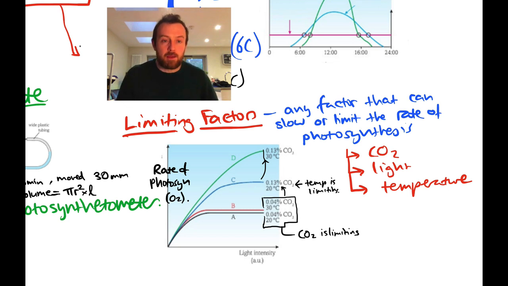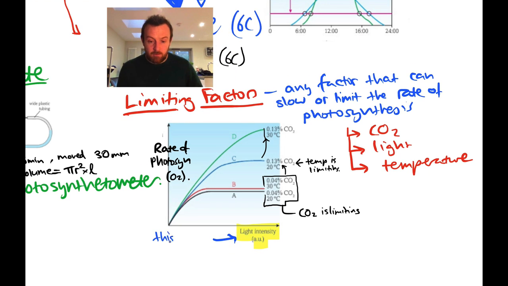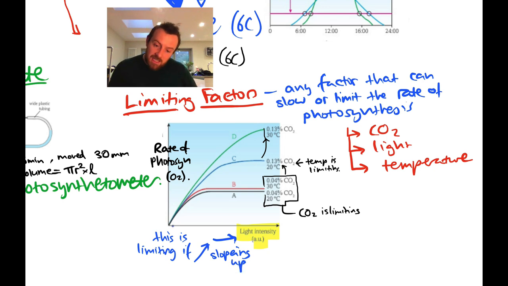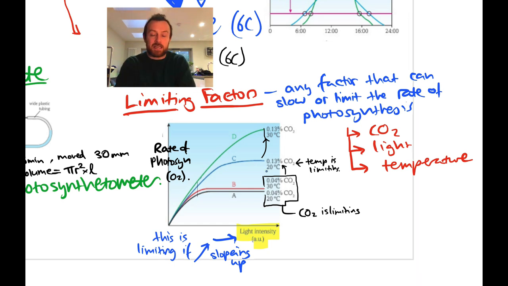And remember the really important thing, which I almost forgot to say, is that whenever we're looking at a limiting factor graph, the thing on the x-axis is limiting when it's sloping up. So whatever is written here, this is limiting if it's sloping. So light intensity is limiting on the upwards part of the graph, and once it flattens off, some other factor is limiting. And that is how the factors work together.